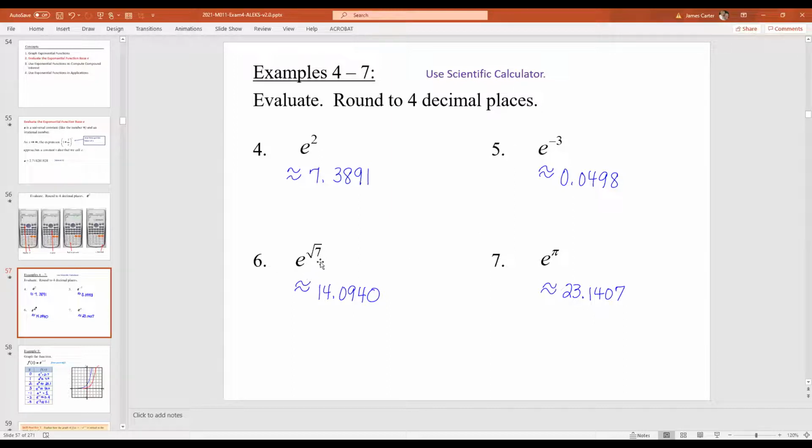E to the square root of 7, if you would ever have a reason for that, is this. And e to the pi value would be this.